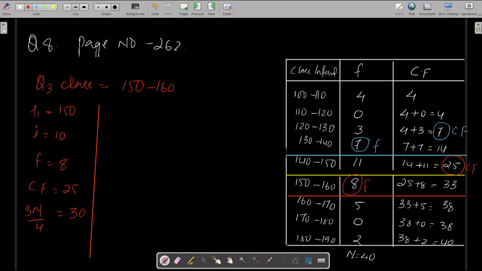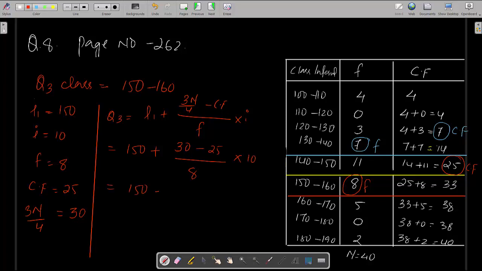Yeah? So the formula Q3 is L1 plus 3n by 4 minus CF by F into I. So here L1 is how much? 150. Plus 3n by 4, we got 30. Minus our CF is 25. By F is 8. Into I is 10. So here 150 plus 30 minus 25, 5. 5 into 10, 50. So we can just say 50 by 8.